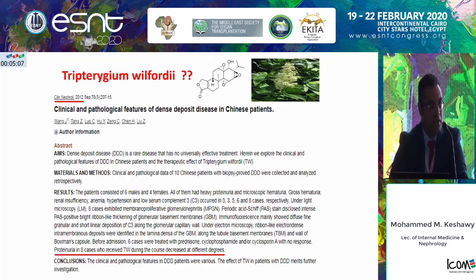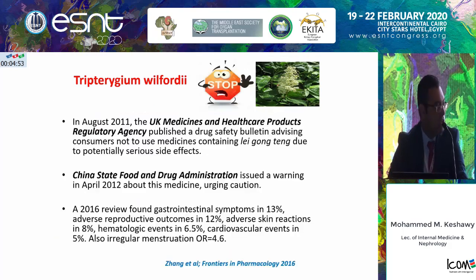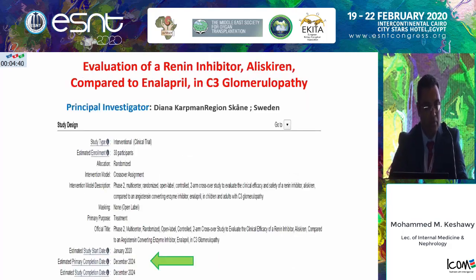Even the Chinese have given them a word: Tripterygium wilfordii. Actually, it is an extract of thunder god vine, an old Chinese medicine that can be used to decrease proteinuria in glomerular disease. Soon after its administration, both the British and the Chinese set warnings about discontinuing its use due to major side effects involving the GIT, reproductive system, and hematological problems.